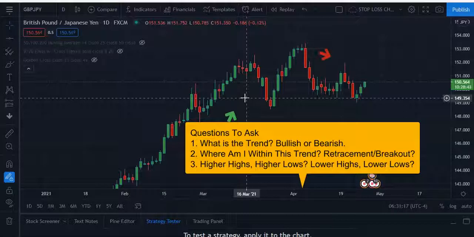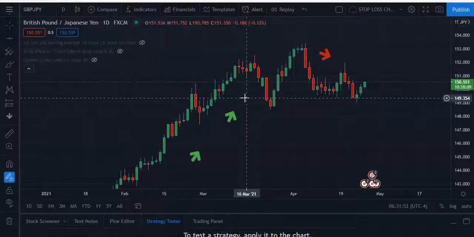You want to ask, what type of trend am I in? Then you want to ask, where is the trend right now? Is it retracing? If I'm in a bullish trend, am I about to receive a higher high or a higher low? If I am in a bearish trend, which is lower lows and lower highs, am I about to receive a lower high or a lower low? Where am I right now in the market? Start at that point, and then the next point would be your support and your resistance.